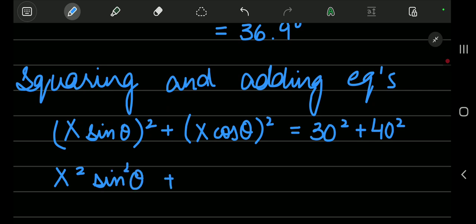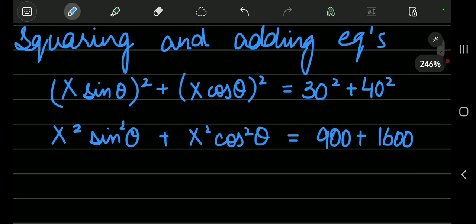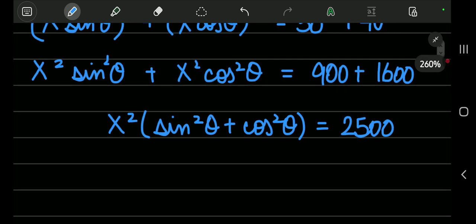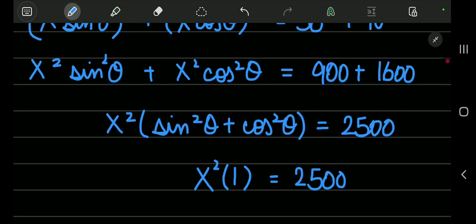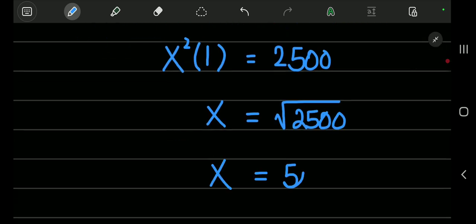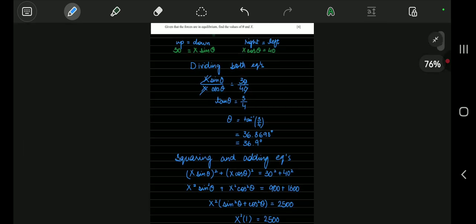x squared sin squared theta plus x squared cos squared theta equals 2500. When we take x squared common, we are left with sin squared theta plus cos squared theta, which gives you 1, and x will be equal to the square root of 2500, and this will give you x to be 50 Newtons. So this is your whole working for question 1.